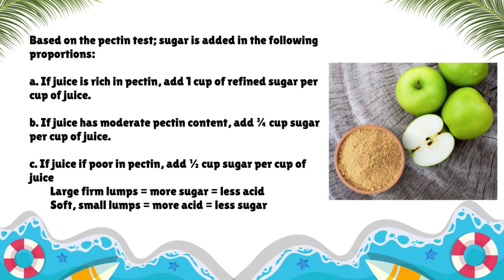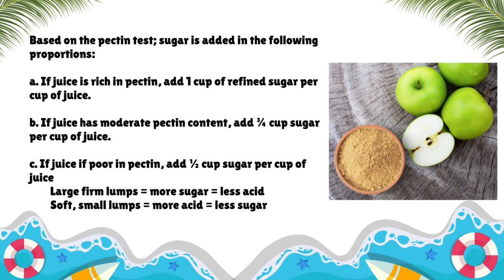Based on the pectin test, sugar is added in the following proportions. A. If juice is rich in pectin, add 1 cup of refined sugar per cup of juice. B. If juice has moderate pectin content, add 3/4 cup sugar per cup of juice. C. If juice is poor in pectin, add 1/2 cup sugar per cup of juice.